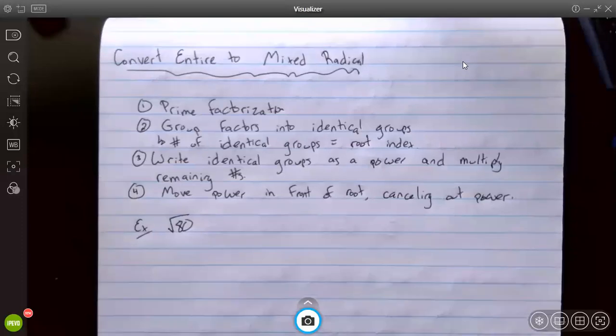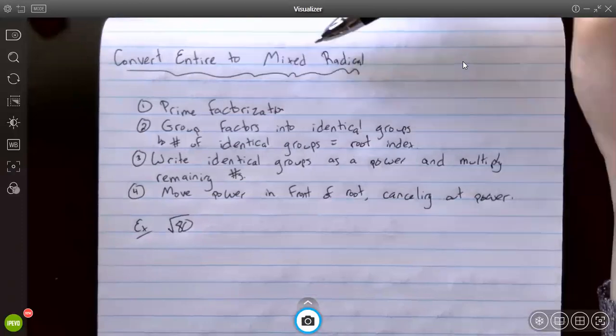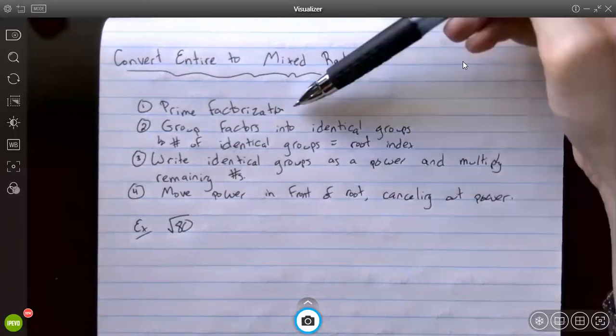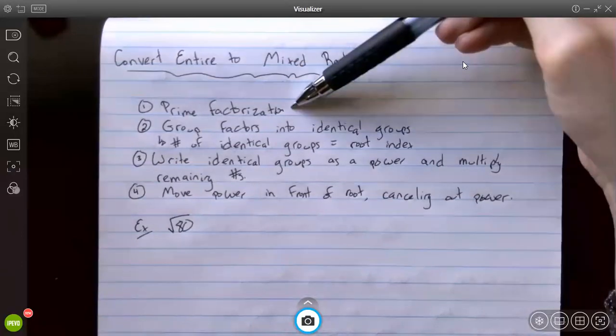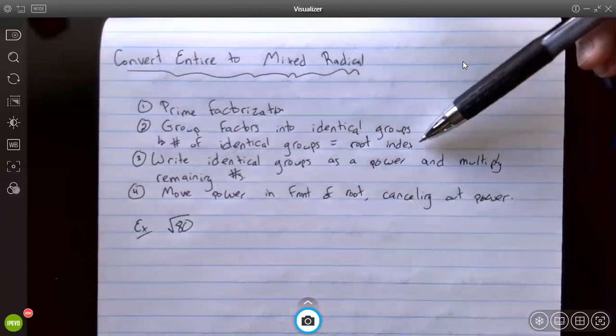Okay, now we're going to go in the other direction, so converting from an entire radical to a mixed radical. The first couple of steps of this are going to look very familiar to you because they're the exact same as the way that we solve a perfect square or perfect cube using prime factorization. We're just going to be doing one or two little things differently. So just like that, we're going to start by prime factoring our number. Then we're going to group those factors into identical groups, and the number of identical groups will be equal to the root index.